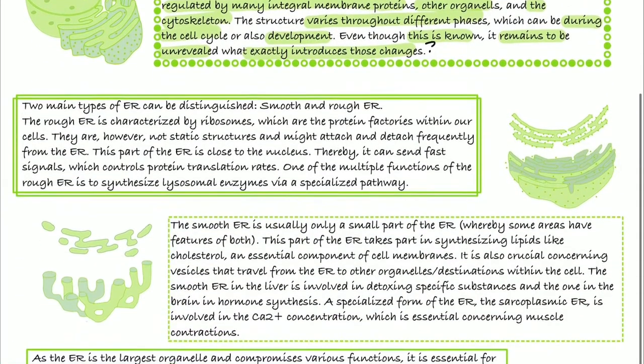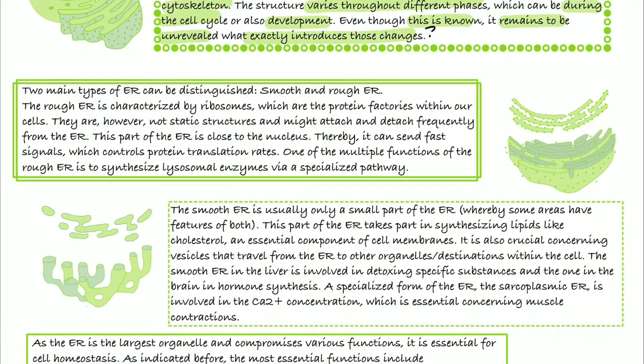Now, let's talk about the two main types of ER, which are the smooth and the rough ER. The rough ER is characterized by ribosomes, which you see here depicted as those little dots. And they are the protein factories within our cells. Ribosomes are not static structures and they might attach and detach from the ER. And this part of the ER is the one that is close to the nucleus, and thereby it can send fast signals, which then might control protein translation rates.